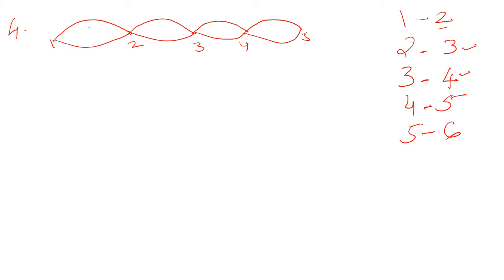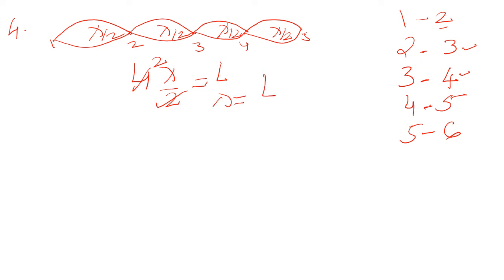Okay, so this is a lambda over 2, this is a lambda over 2, this is a lambda over 2, and this is a lambda over 2. So totally, how many lambda over 2 do I have? 4 lambda over 2 is equal to L, or lambda is equal to L over 2. Then how did we say the frequencies are? If the first frequency was F0, the second harmonic was 2F0, the third harmonic was 3F0, so this will be 4F0.